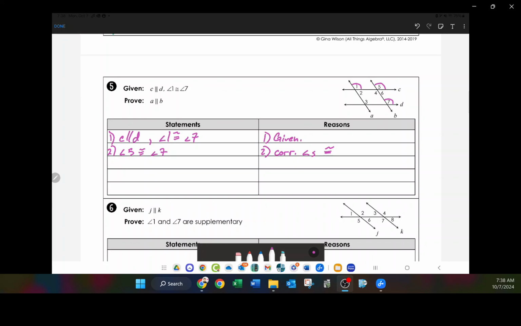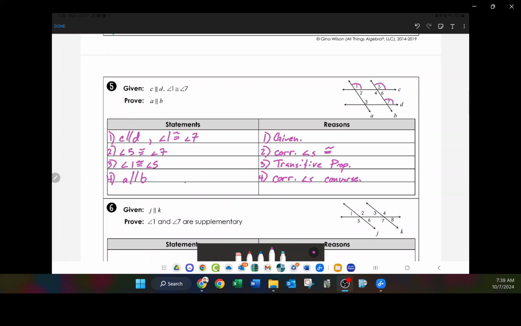Well, no, if angle 7 is congruent to both 1 and 5, then 1 and 5 have to be congruent because of the transitive property. Angle 1 is congruent to angle 5 because they're both congruent to angle 7, and that is the transitive property. We use this a lot. Now, because angle 1 and 5 are congruent, we can say lines A and B are parallel because of the converse of corresponding angles.